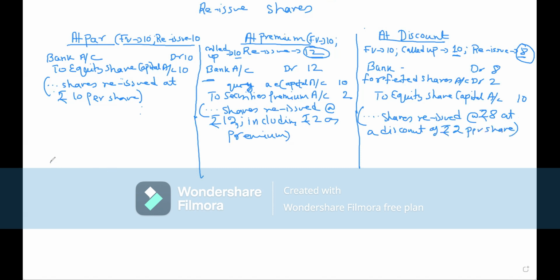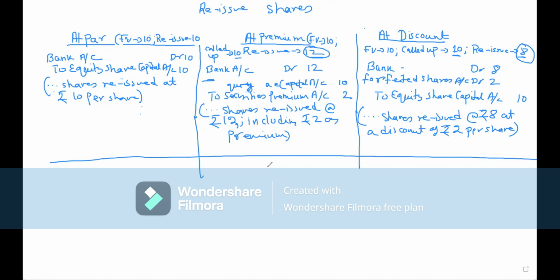This is your journal of reissue. Now remember, after reissuing the shares, there is a profit on reissue. It always happens. It's a very simple concept. Why is there a profit on reissue? The reason is very simple, because you are reissuing those shares which were once forfeited.